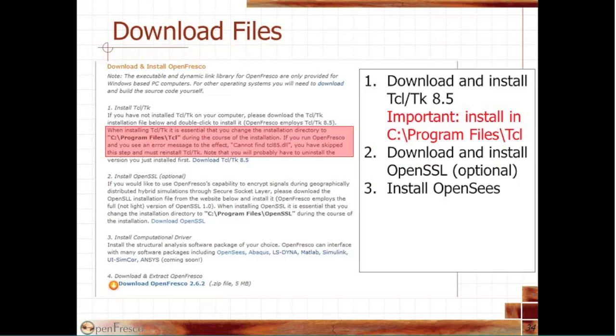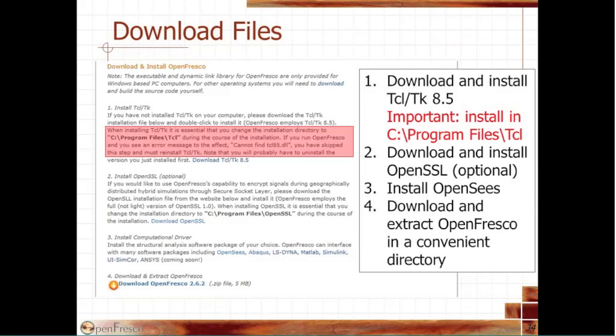Then, third step, you need some computational driver, and today we're talking about OpenSees, so you'll have to install OpenSees, and again, I'm assuming you already have that. If you don't, go to the OpenSees website and follow the procedure there on how to download and install OpenSees. If you use some other computational driver, then you would have to install that, Abaqus, LS-DYNA, or whatever you're using. Then finally, you are ready to download and extract OpenFresco.